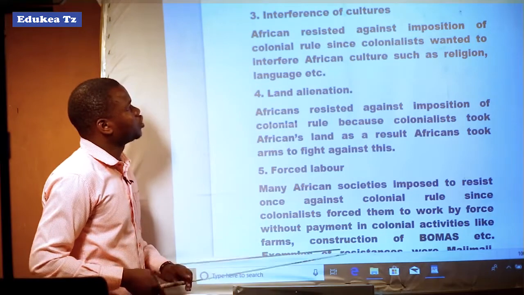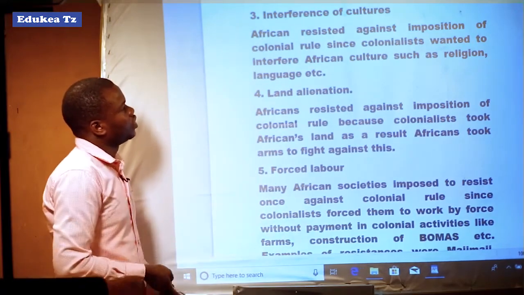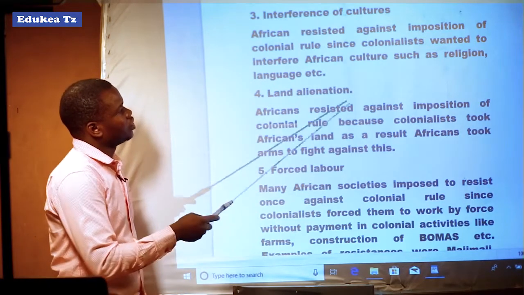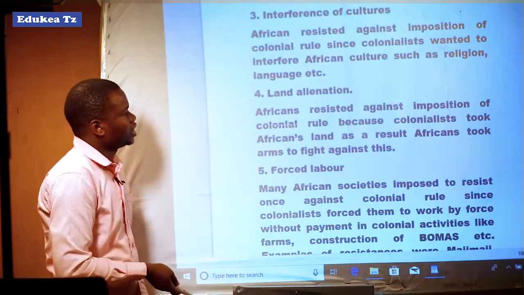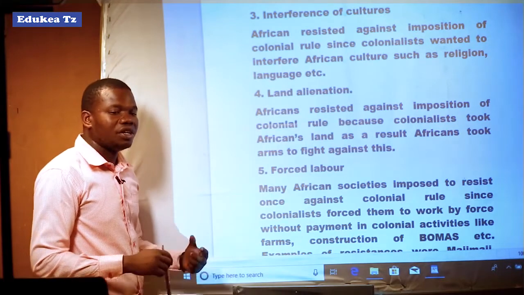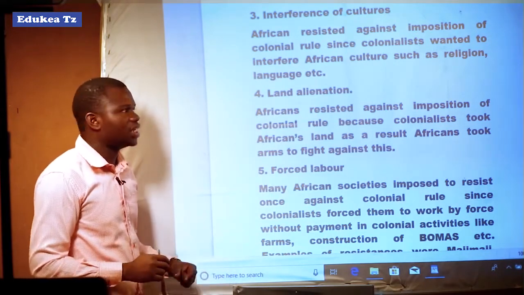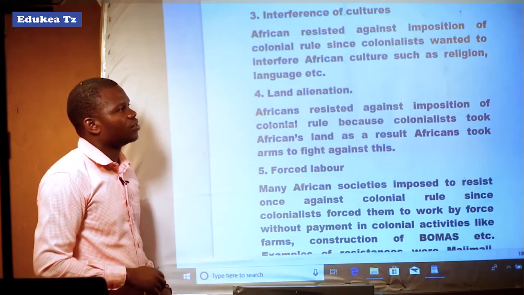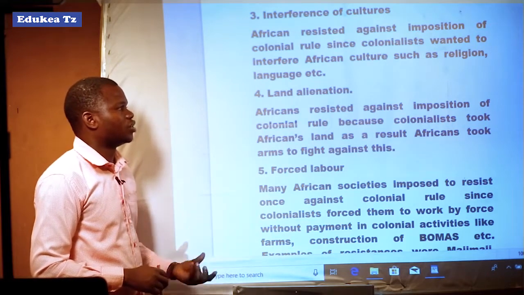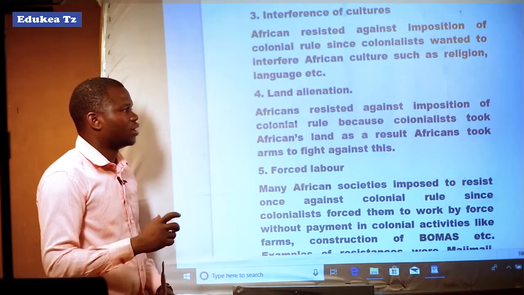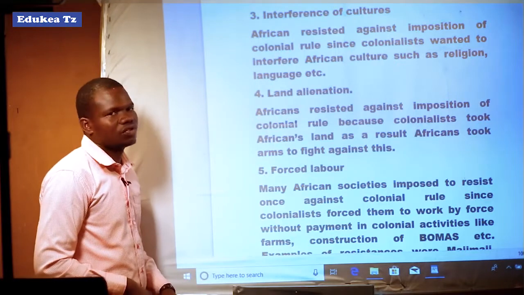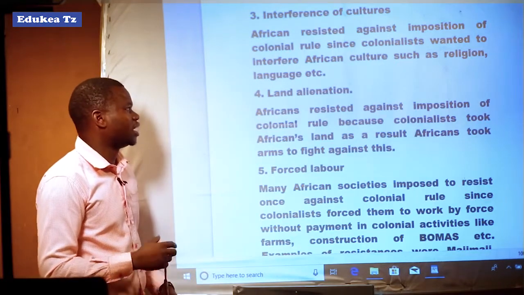Another factor was cultural interference. Africans resisted the imposition of colonial rule since colonialists wanted to interfere with African culture, such as religion. Africans had their own religion, their own norms, customs, and traditions, but once colonialists came, they just wanted to demolish them and establish their new ones. For example, once colonialists came to Africa, they introduced Christianity, which was different from the African traditions and beliefs.